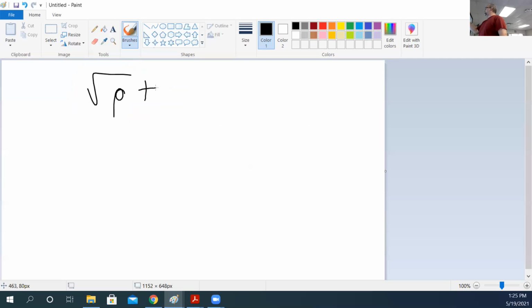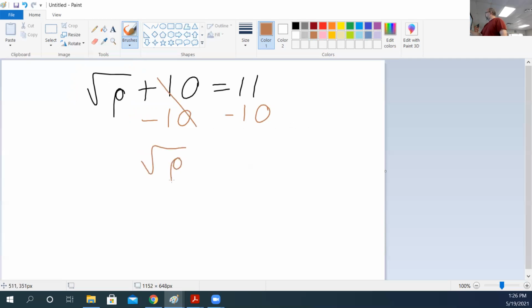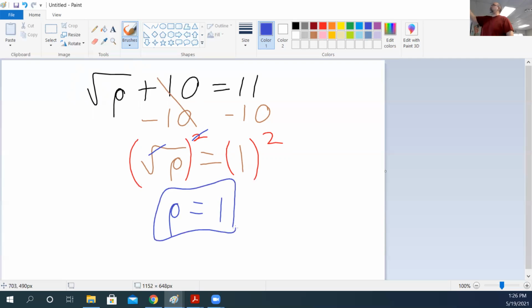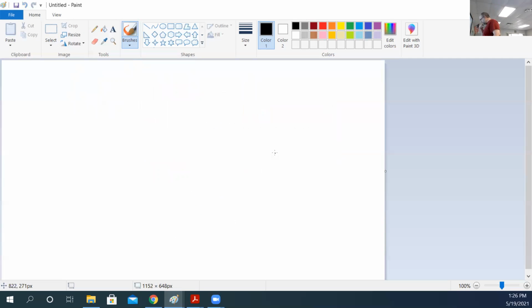All right, let's try something with a little more pieces to it. Square root of p plus 10 equals 11. We can't square yet because we need to get the square root all by itself on one side. So we subtract 10 from both sides. That cancels out, so we have square root of p equal to 1. Now we can square both sides. The square will cancel the square root, and 1 squared is 1 times 1. It's 1. There's your answer.